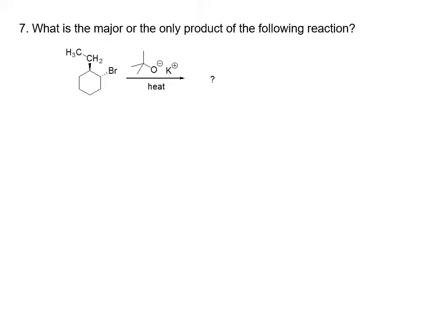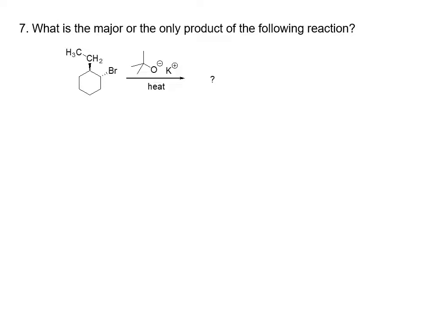Question number 7. What is the major or the only product of the following reaction? Here we have a cyclohexane ring with 2 substituents, with bromine and an ethyl group. So it's 1-bromo-2-ethylcyclohexane and it's the trans isomer. So elimination with potassium tertiary butoxide. What is going to be the product?